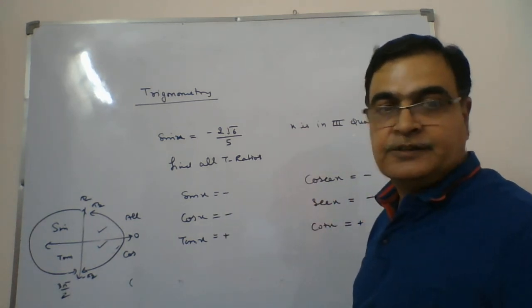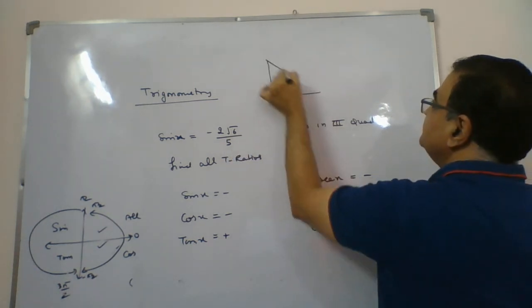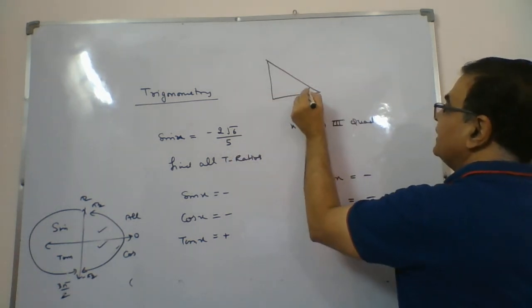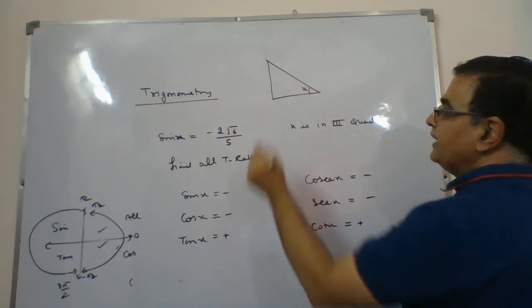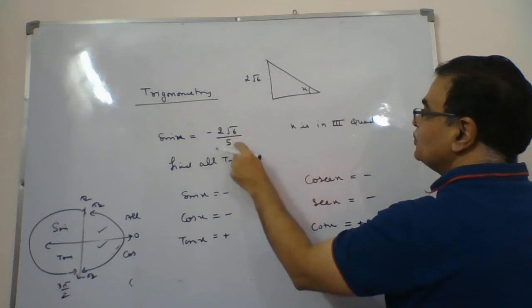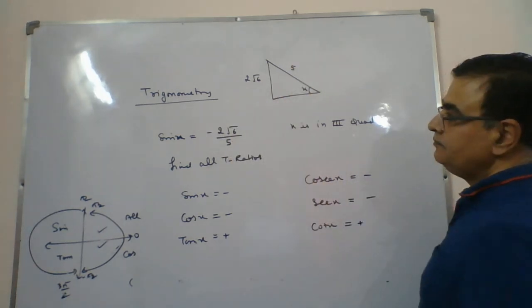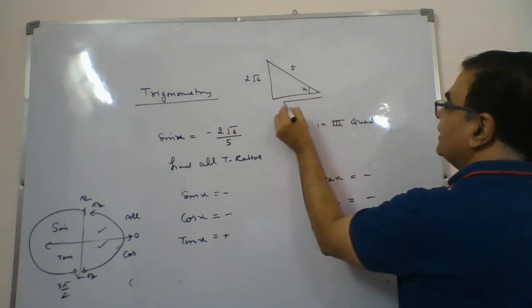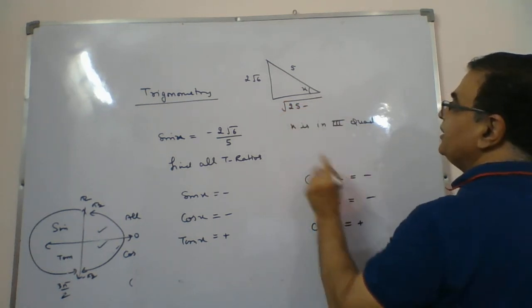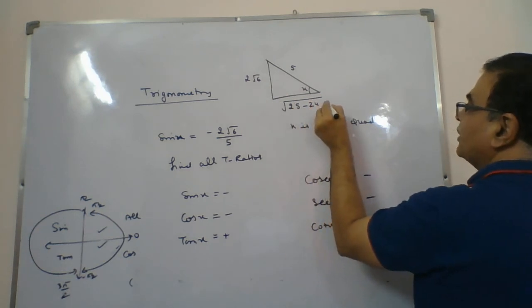First thing we have done this. Now coming to this triangle. This is x here. Sin theta is perpendicular by hypotenuse. So perpendicular is 2 root 6 and hypotenuse is 5. When you solve this, base will come out to be 5 square, that is 25, minus 6 times 4, 24, which comes out to be 1.